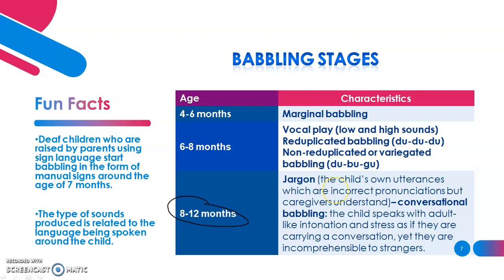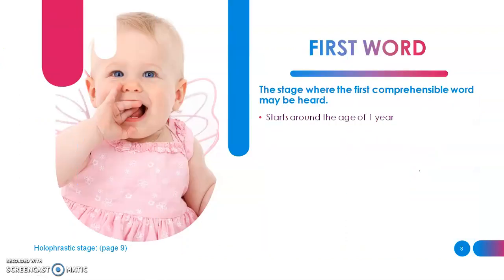The child's jargon, where they have their own utterances. Imagine how when children start talking in this way that we find so cute, they're talking as if they're adults, but we don't actually understand what they're saying. They have their own repertoire of words that usually the caregiver or people who live with them at home are the ones who understand. We call this conversational babbling because the child speaks as if they are holding a conversation with an adult. This stage is actually very critical because it is the stage that moves us to the first word stage, which is kind of a transitional stage.